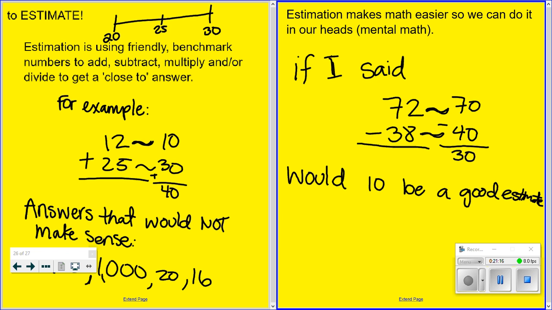No! 10 is way too small. That's not a good estimate. Something close to 30 would be good. But 10 is too small. Do you see how we did that?